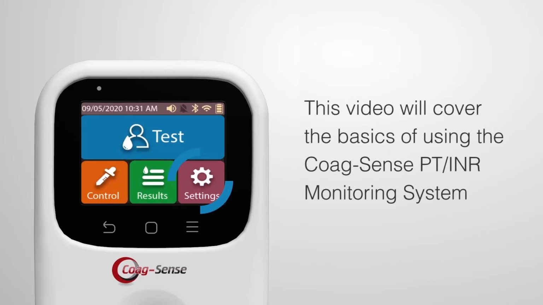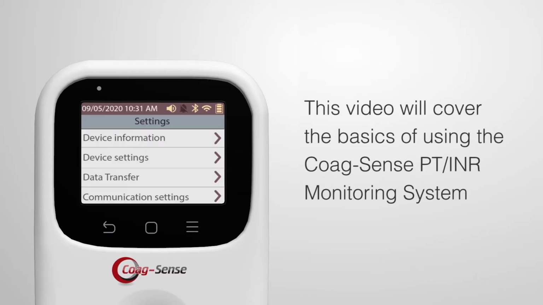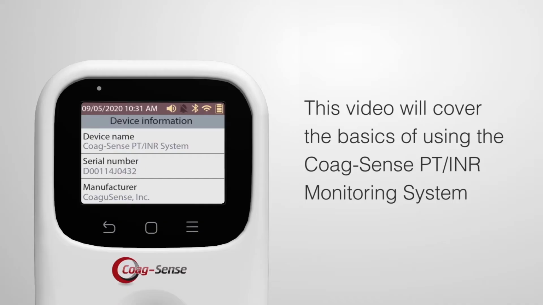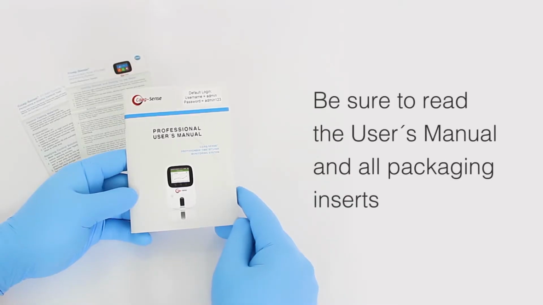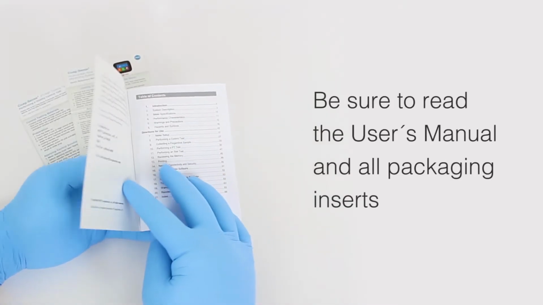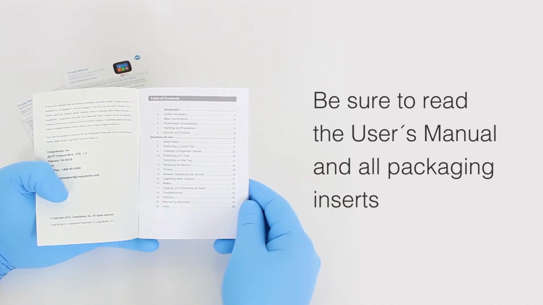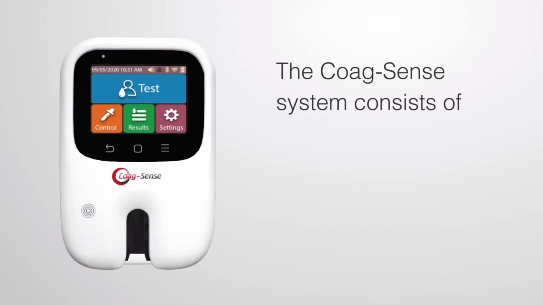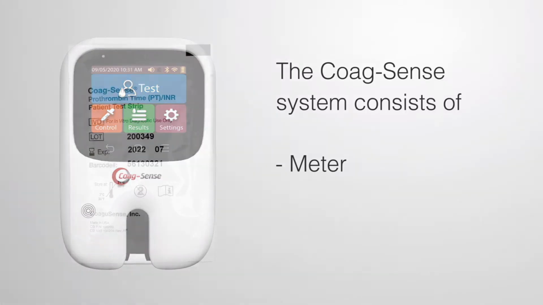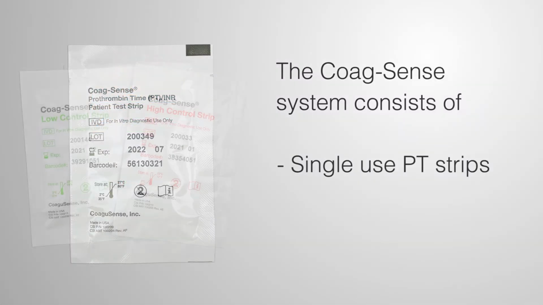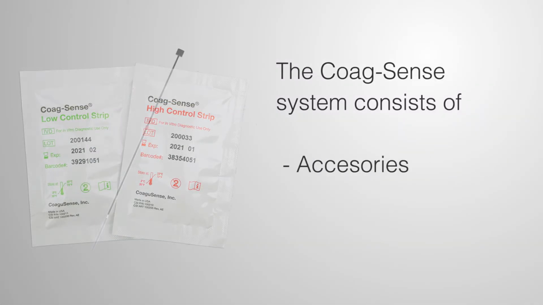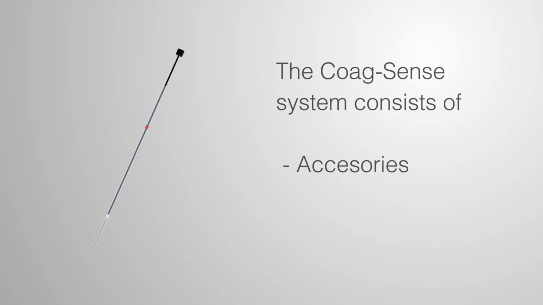This video will cover the basics of using the Coag-Sense PTINR monitoring system. For complete instructions, be sure to read the user manual and all packaging inserts. The Coag-Sense system consists of a meter, single-use PT strips, control strips, and certain accessories required for testing.